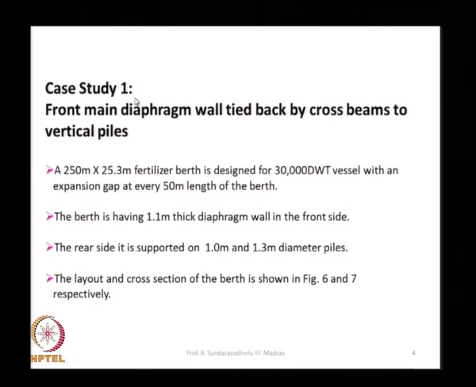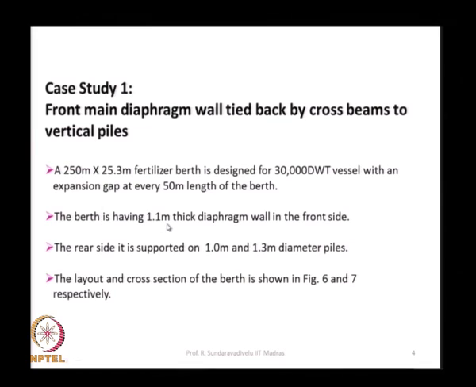So, we will talk about the 4 case studies. The first study is the front main diaphragm wall tied back by cross beams to vertical piles. This is for a smaller size vessel. The length of the berth is 250 meters, and the width of the berth is 25.3 meters. This 250 meters is divided into 5 blocks, each of 50 meters, with an expansion gap.